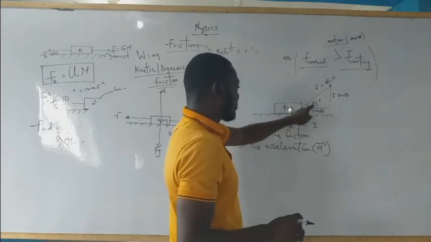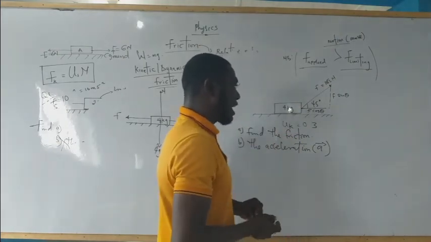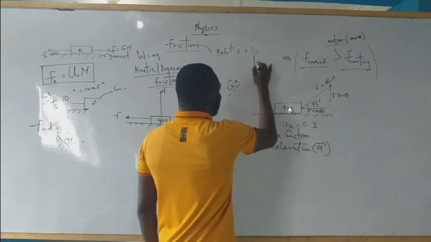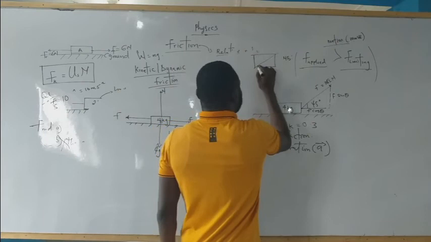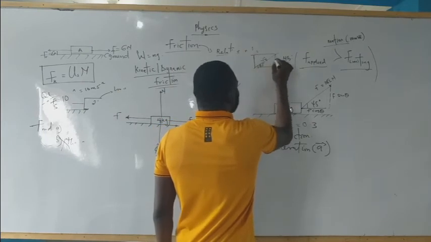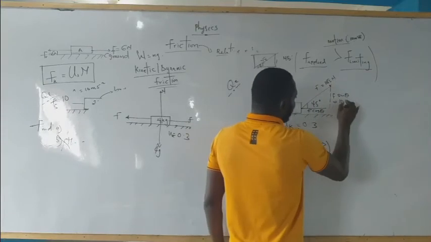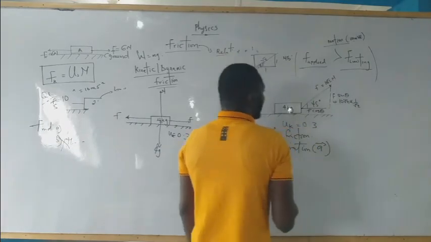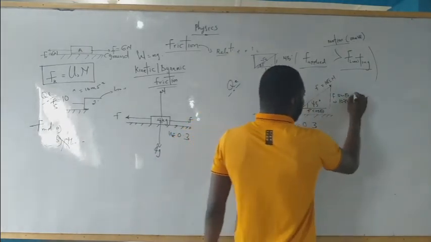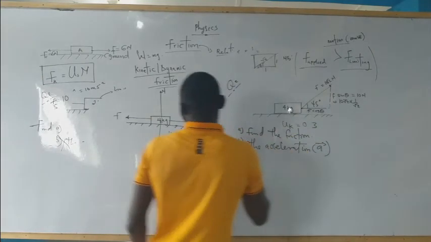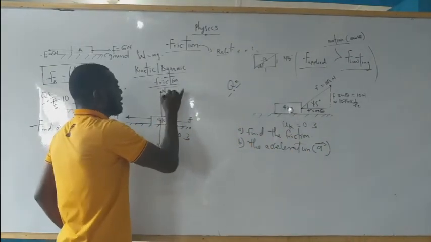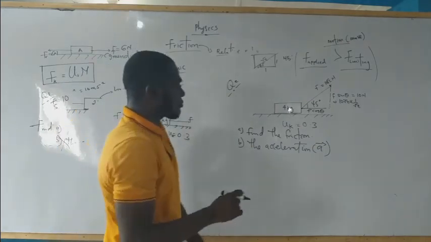What's sine 45? That's 1 over root 2. Opposite over hypotenuse: 10 root 2 times 1 over root 2. This and this will go. So the vertical component is 10 Newton.